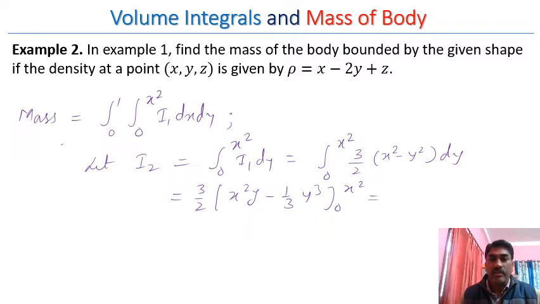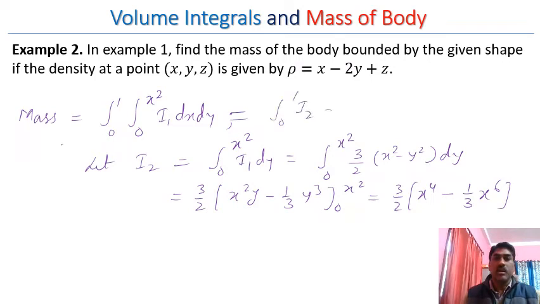So we get 3 by 2, just put the limits and you will get 3 by 2 x to the power 4 from first term, minus 1 by 3 x to the power 6 from the next term. So again I2 has been evaluated. So now you can write it as 0 to 1 I2 dx. So I2 stands for this integral. Now what is our mass? Mass is equal to 0 to 1 I2 dx.